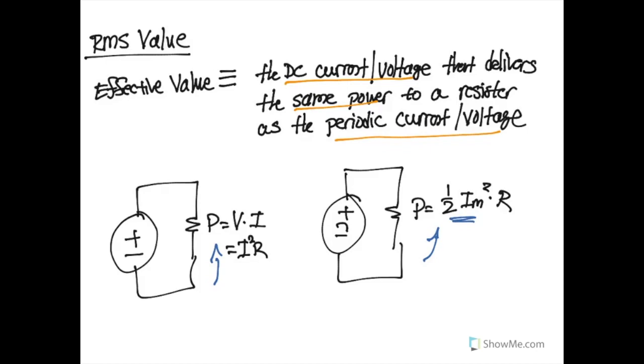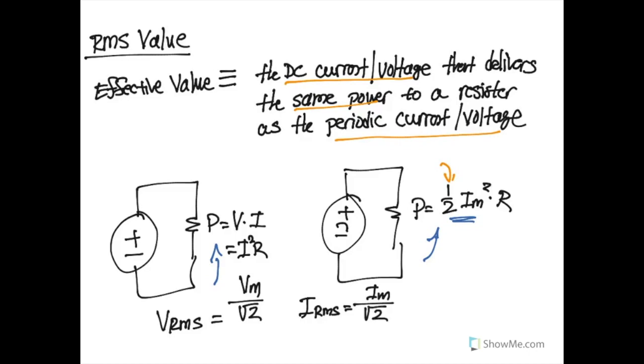Because in our AC situation we have this 1/2 value here, it's going to take more current in the AC situation to deliver the same power as in the DC situation. So for this particular circuit, if we're looking at the voltage experienced by this resistor, the RMS value is going to be the magnitude divided by square root of 2, and the current experienced by this resistor is going to be whatever that magnitude value is divided by square root of 2.